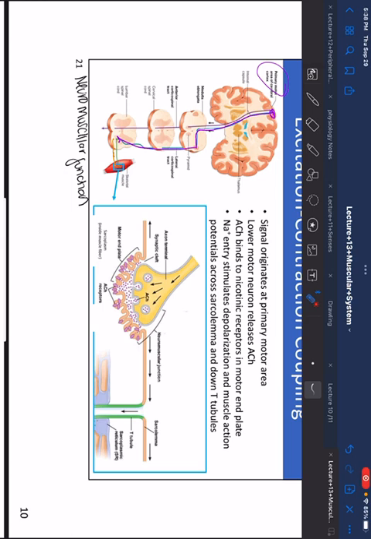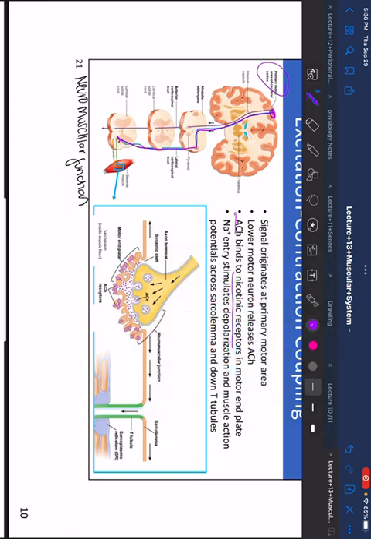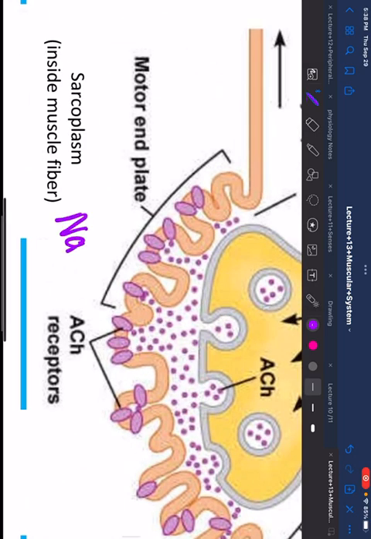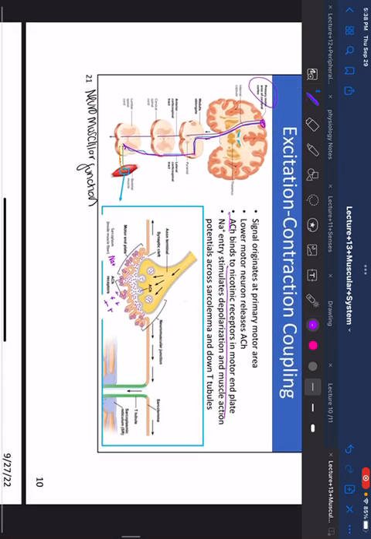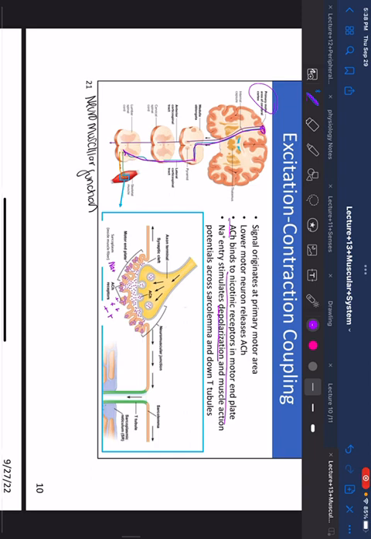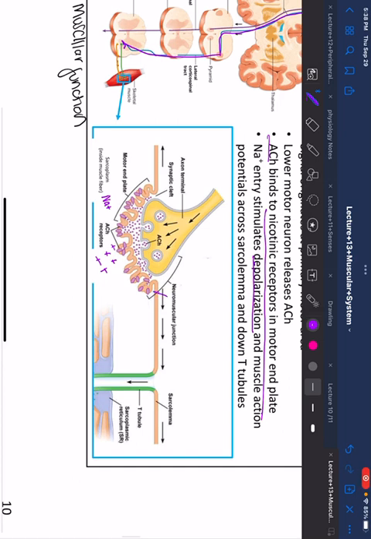So when acetylcholine binds to the nicotinic receptors on the motor end plate of the muscle fiber, it will stimulate sodium ions to enter. And we're going to build up positive charge in this muscle fiber. When we build up positive charge in the cell, recall that we say the cell depolarizes. And eventually that will lead to action potentials that travel down the sarcolemma and then down the transverse tubules, deep into the muscle fiber.